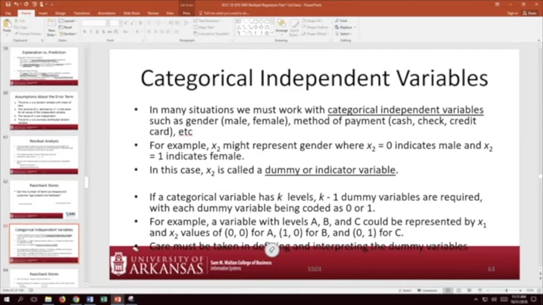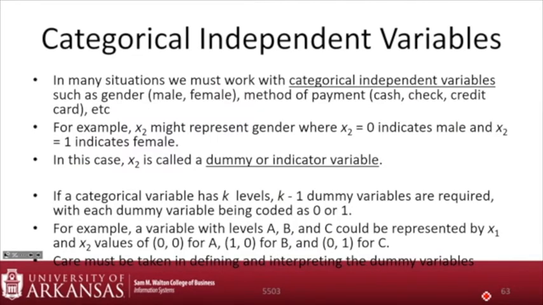But let's say we're interested in method of payment. Well, now we can't just use 0 and 1, because we have more. We have our Razorback card, we've got a MasterCard, a Visa, a Discover. So we can't 0 and 1 that. And so the one catch, when we're making dummy variables, is that if a categorical variable has k levels, then we're going to have to create k minus 1 dummy variables.